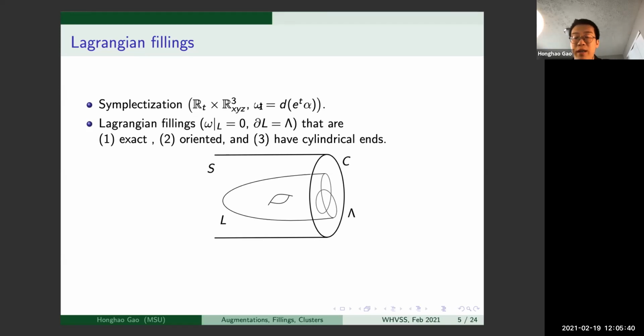Lagrangian means that omega vanishes. I also want this surface to be oriented and to have a cylindrical end. And in particular, I want these Lagrangian fillings to be exact, meaning that this one-form has a potential, so it's exact when you restrict to the Lagrangian filling.